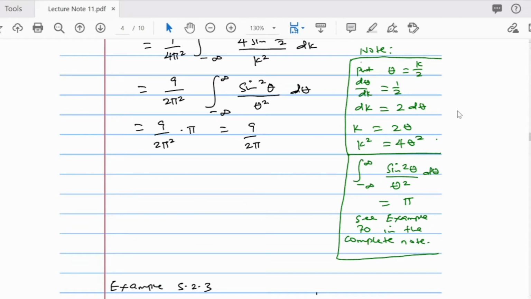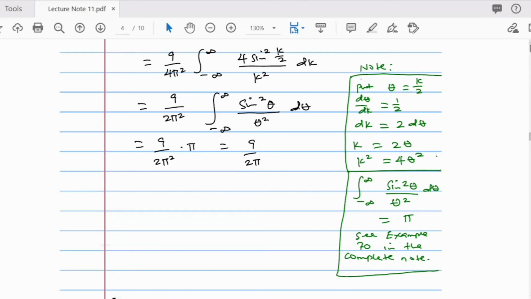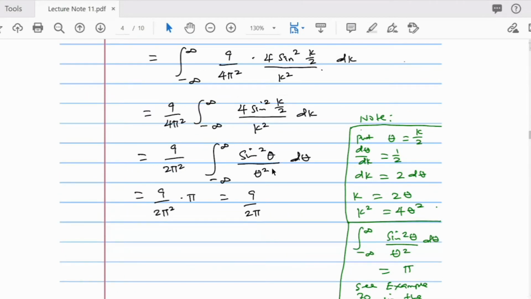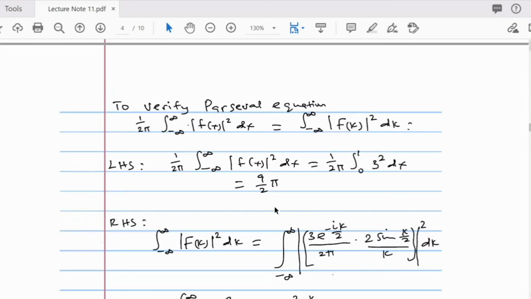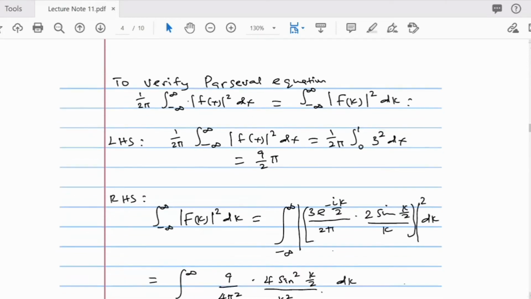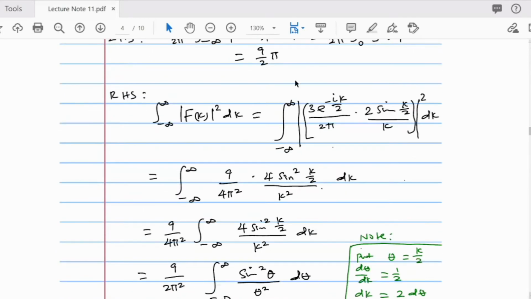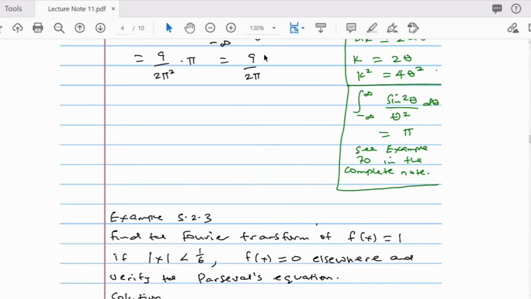So look at the left-hand side. The left-hand side is 9 over 2 pi. The right-hand side is also 9 over 2 pi. That means the Parseval equation, or Parseval identity, is satisfied. So we have verified the Parseval identity.